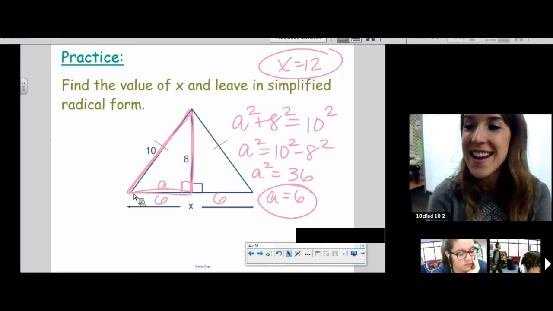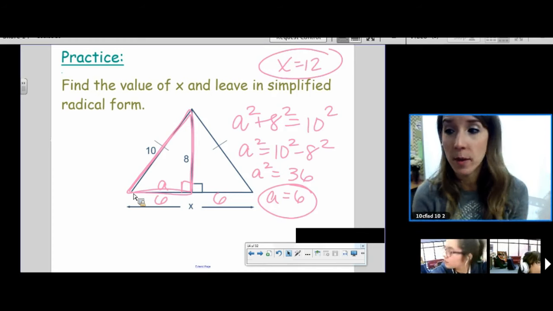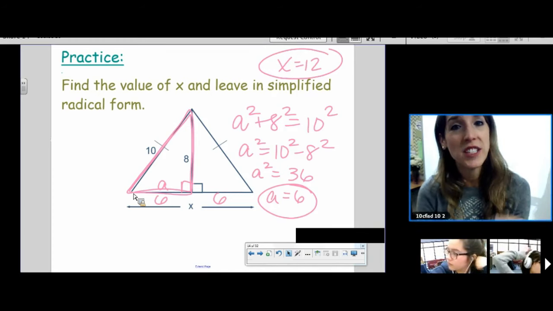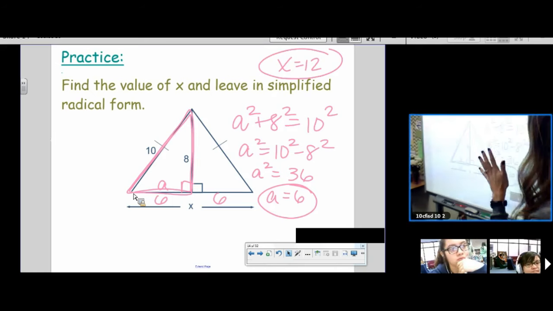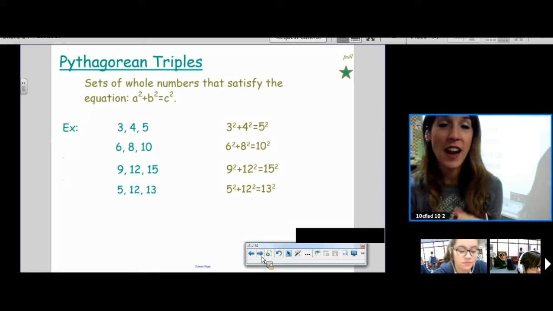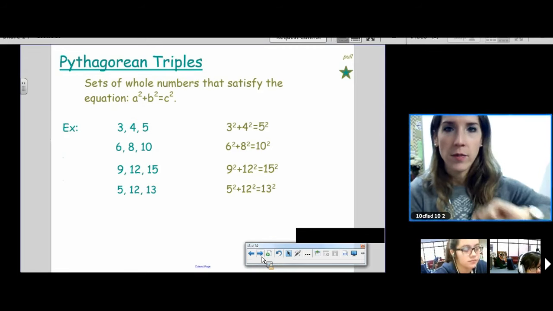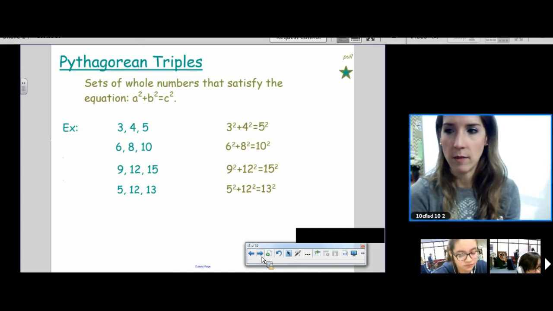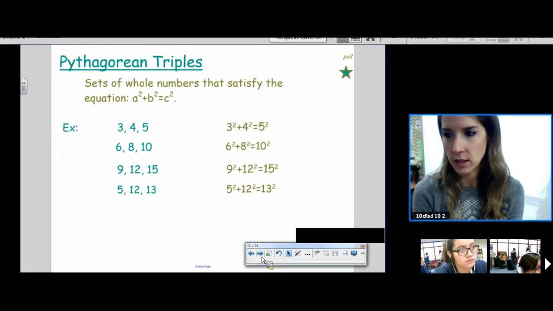All right? Now, when you do Pythagorean Theorem and you get a whole number answer like 6, you have just found what's called a Pythagorean triple. Say it. Pythagorean triple. Pythagorean triples are really useful, and they come up a lot in nature and in math. Pythagorean triples are simply whole numbers that work in Pythagorean Theorem. Whole numbers that satisfy a squared plus b squared equals c squared.